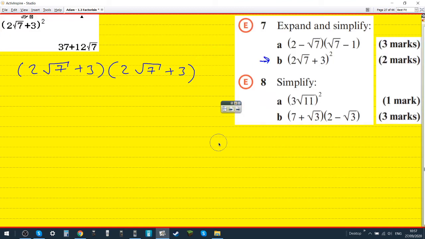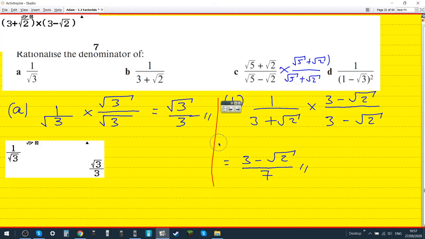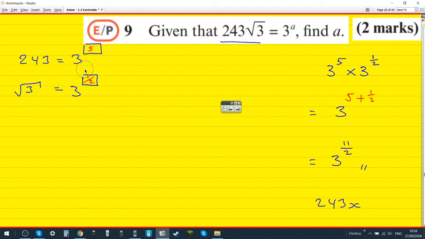Well, it depends. If it's 3 plus square root 2, the bottom would be 3 minus square root 2. Yes. And then on the top, it would also be 3 minus square root 2. And if it was just one root by itself? It would just be root 3.